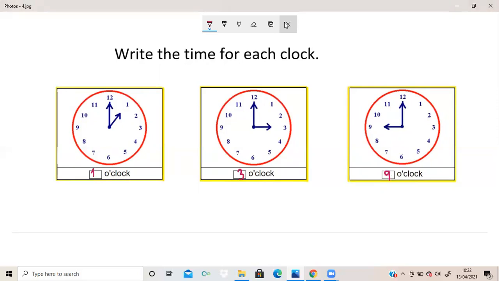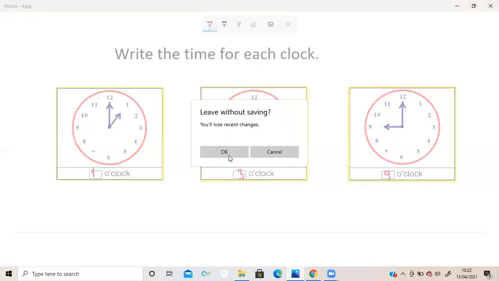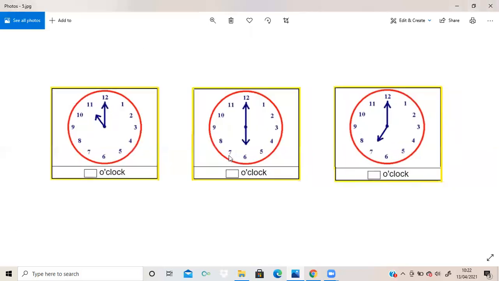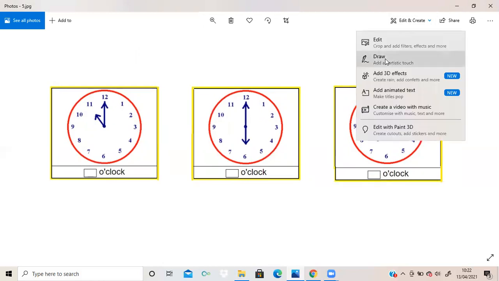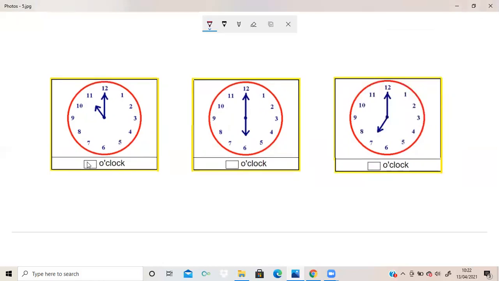Similar things, I hope, on the next page. Let's see what's there. Here, the minute hand is on 12 and the hour hand is pointing at 11. So it is 11 o'clock. Right, 11 o'clock.